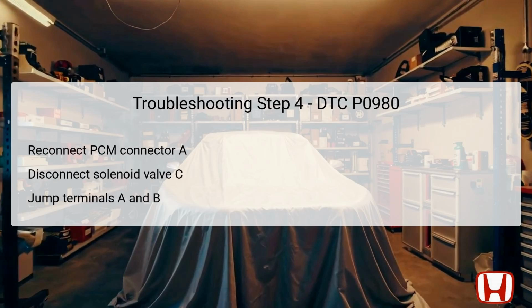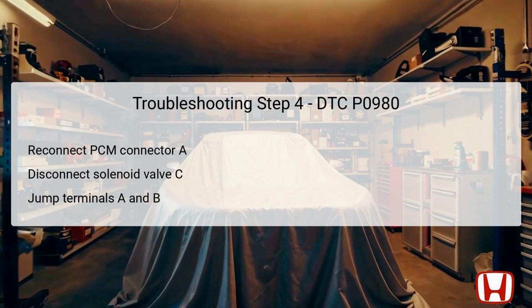After verifying the wiring integrity, proceed to reconnect the PCM connector A securely. Follow this by disconnecting the Shift Solenoid Valve C, utilizing its 2P connector, which contains pivotal connections for solenoid operation.